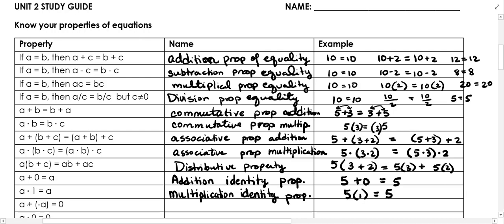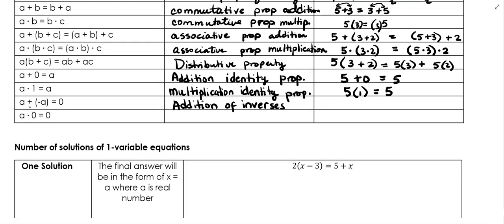The next one is the addition of inverses. We call this multiple things like opposite signs or 0 pairs. So if you have 5 and you add 5 plus the opposite of 5, which is negative 5, right? They're going to cancel each other. You're going to get 0.